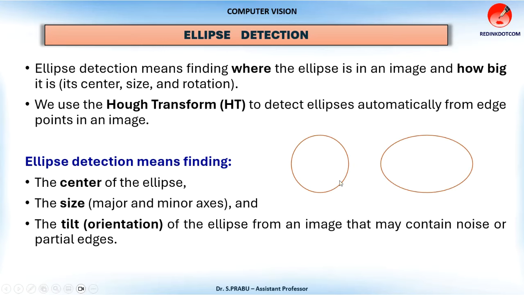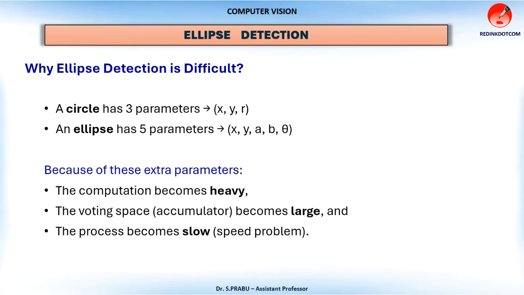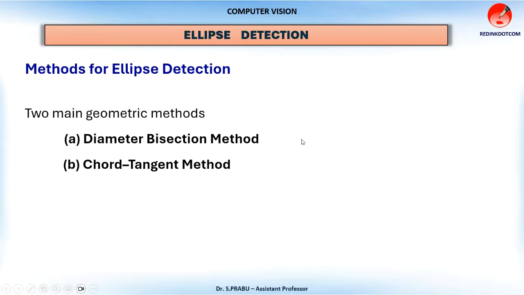If you take a circle and an ellipse and rotate them by the same angle, it may look like this. So the circle does not change. That's why we have one more parameter for ellipse detection. This ellipse detection is somewhat difficult compared to circle detection because it consists of more parameters. For this, the computation becomes slow, which leads to the speed problem. These are the two methods to achieve the ellipse detection.